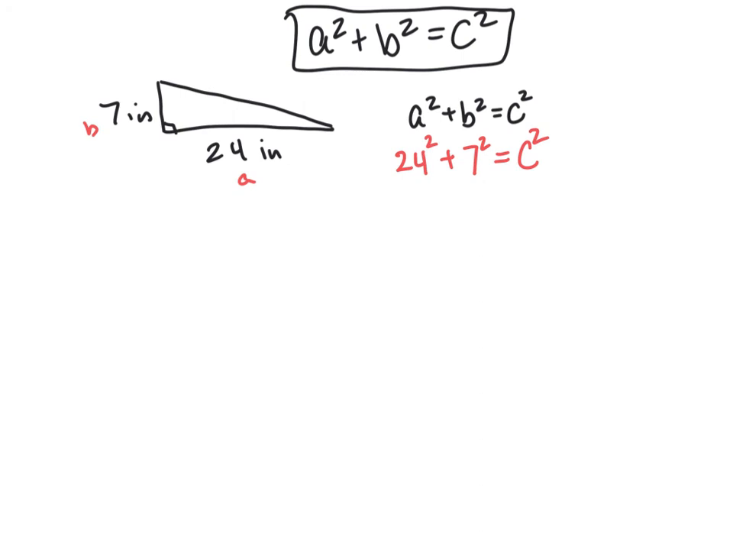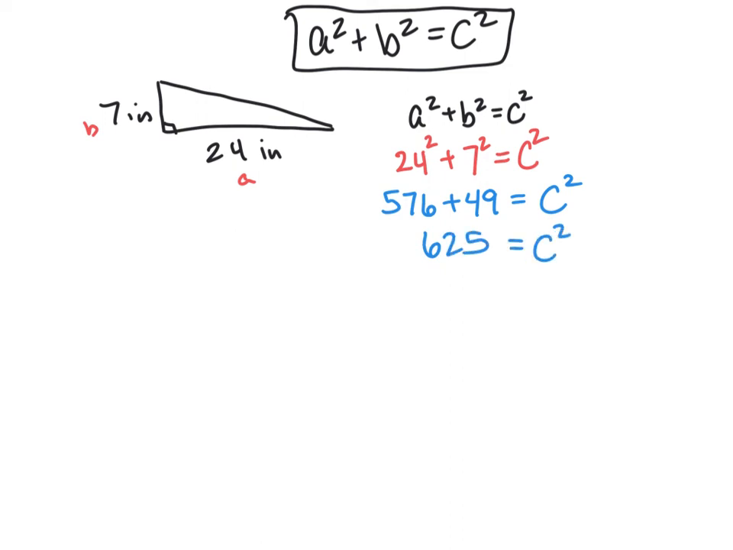So 24 to the second power, I used a calculator, 576. 7 to the second power, that one I have memorized. I did not need a calculator. Now I add those two together. They add together to 625.